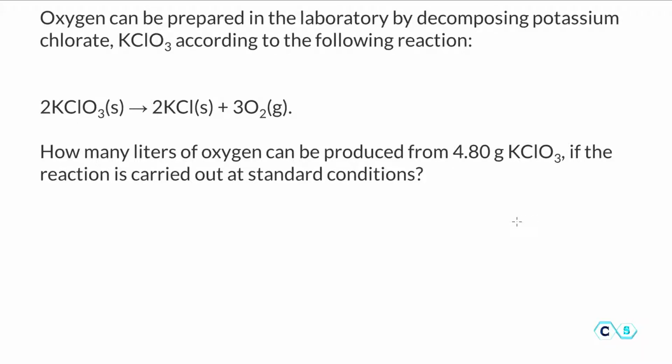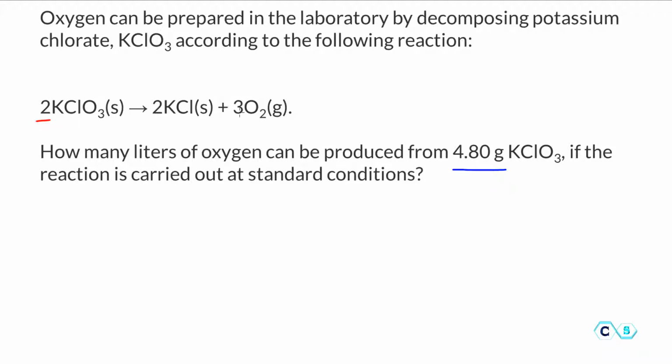In this problem, we're going to determine how many liters of oxygen can be produced from potassium chlorate based on this chemical reaction. So we have 4.8 grams of potassium chlorate, and in order to find the volume of the oxygen that can be produced, we're first going to determine how many moles of oxygen can be produced based on this chemical equation, based on the mole ratio.